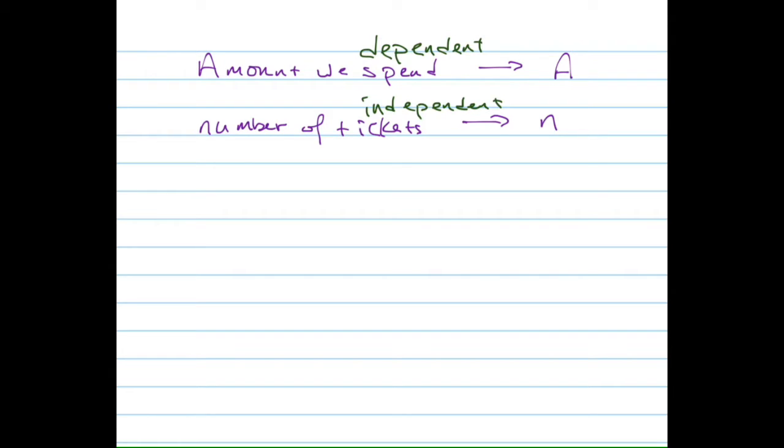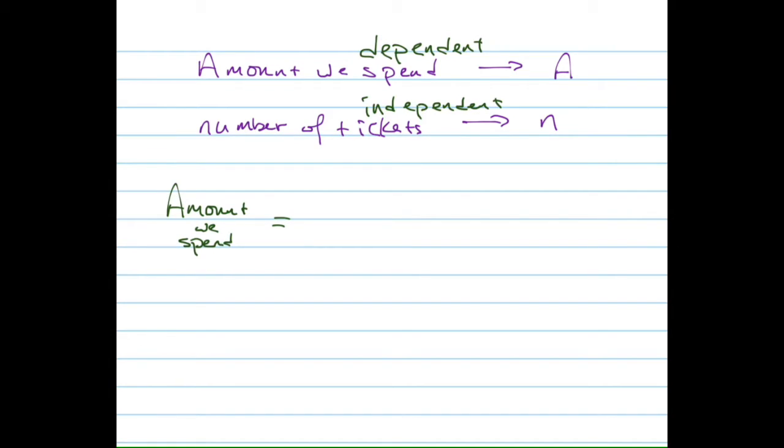Now we need to figure out how much we're going to spend. So the amount we spend has to be equal to something. How do we find out how much money we're going to spend? If you're buying tickets to a concert, what do you do to figure out how much money you're going to spend?